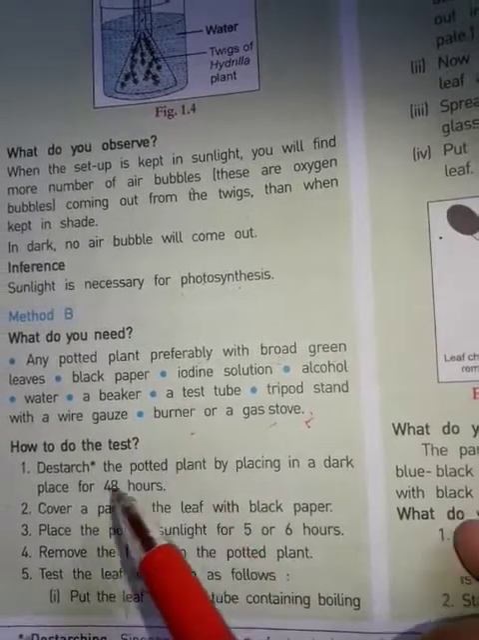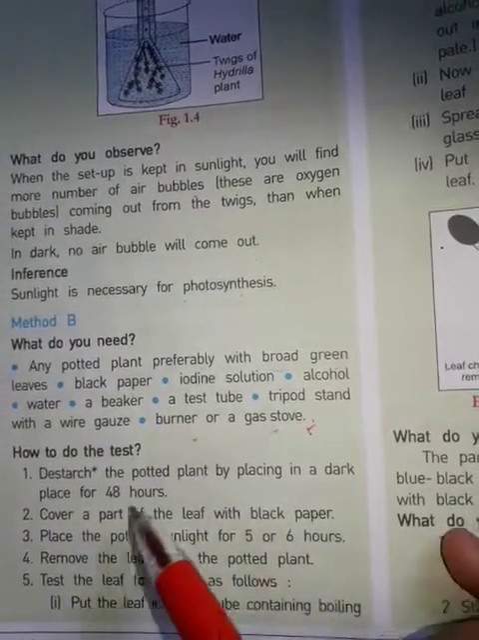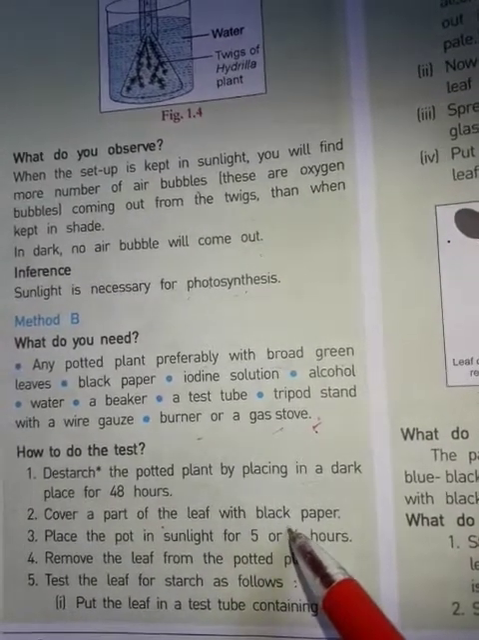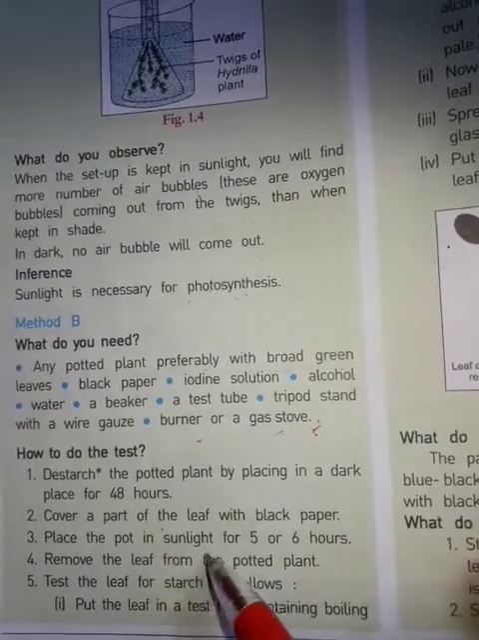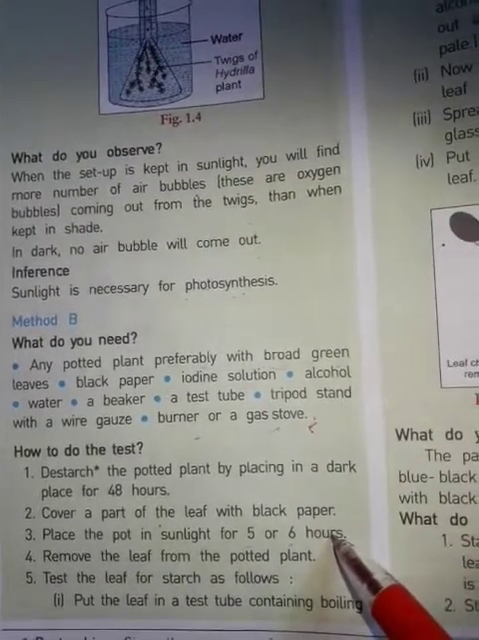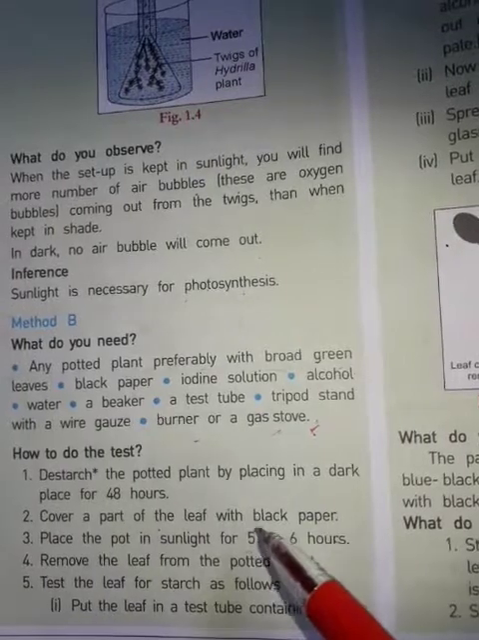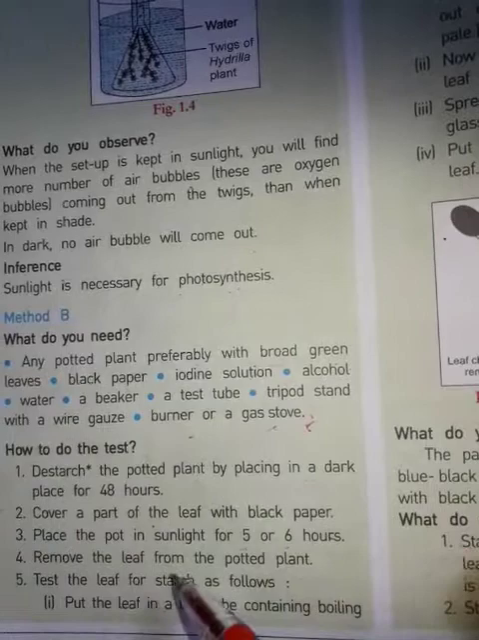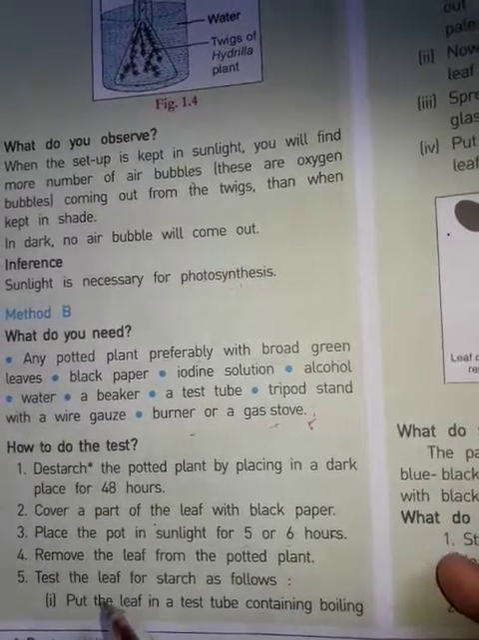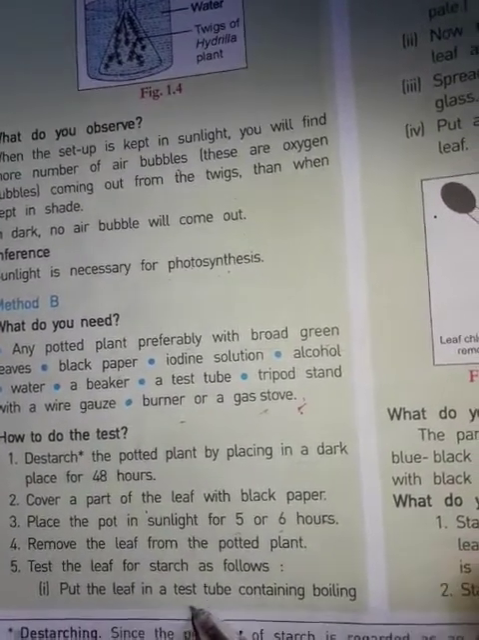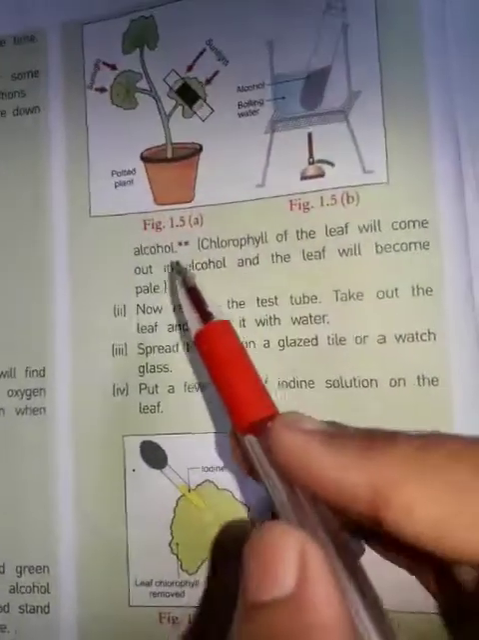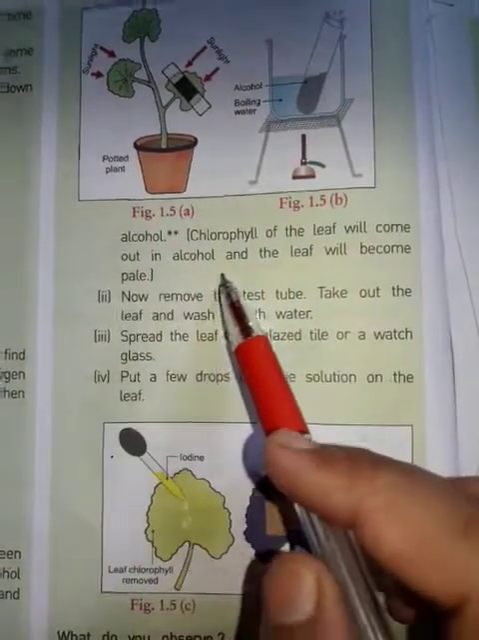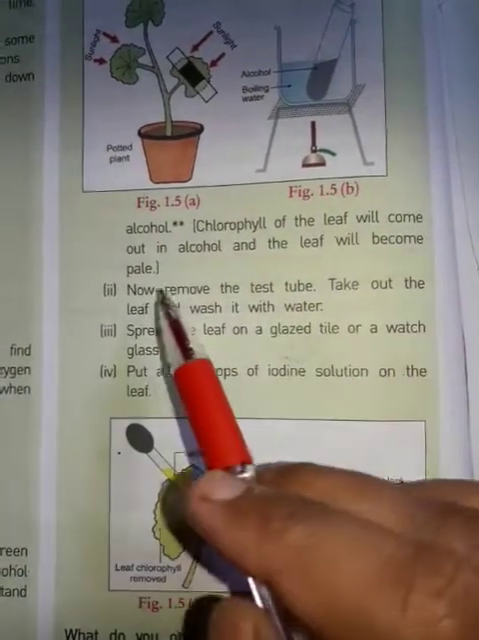So how to do the test? Destarch the potted plant by placing it in a dark place for 48 hours and cover a part of the leaf with black paper and place the pot in sunlight for 5 to 6 hours. You cover the leaf part with black paper and then it is kept in the sunlight for 5 to 6 hours and remove the leaf from the potted plant. Test the leaf for starch as follows. Put the leaf in a test tube containing boiling alcohol and the chlorophyll of the leaf will come out in the alcohol and the leaf will become pale.